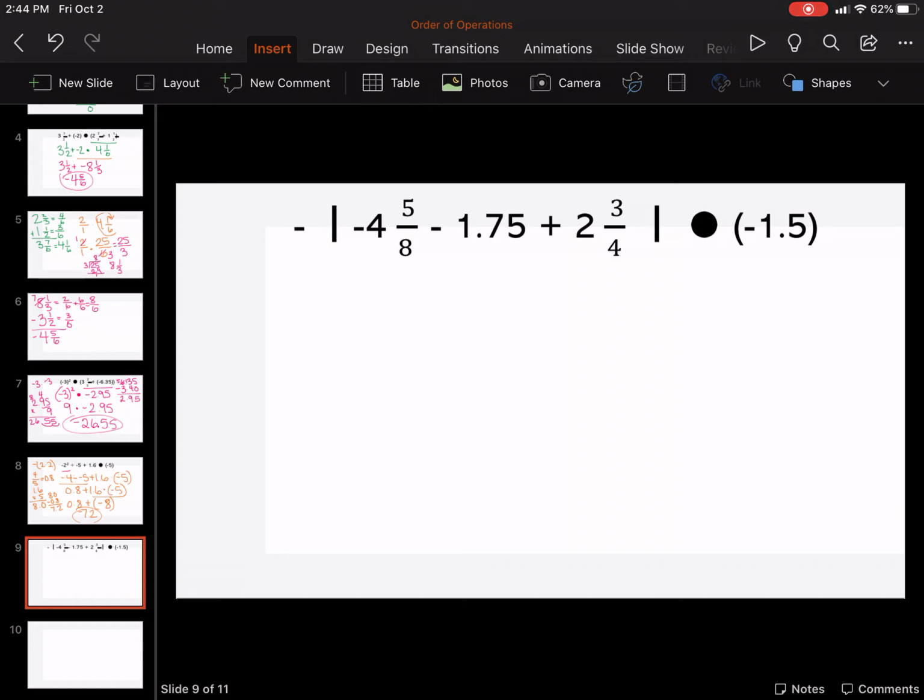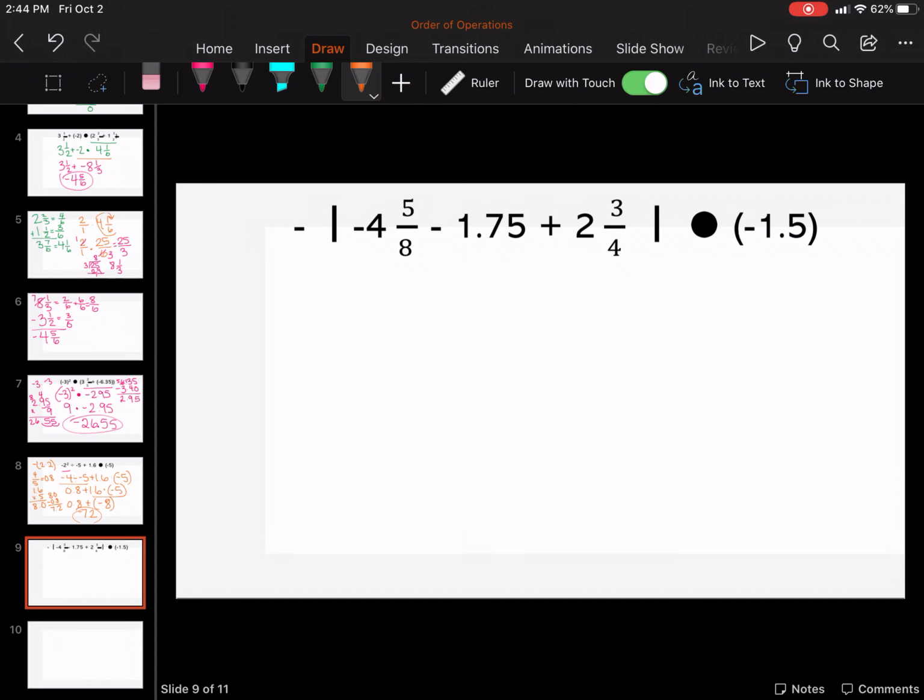Okay, so for here, it's got those straight lines, which are absolute value. So you need to do what's in the absolute value bars first. Kind of think of that as your parentheses. And then solve it, and then everything inside of it becomes positive. So first step is here.